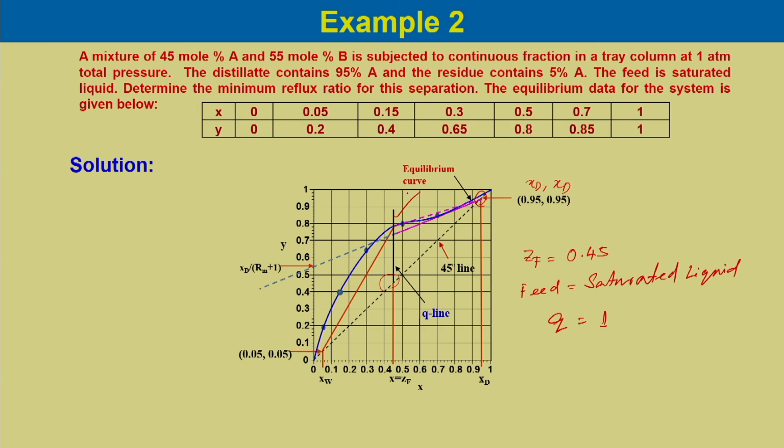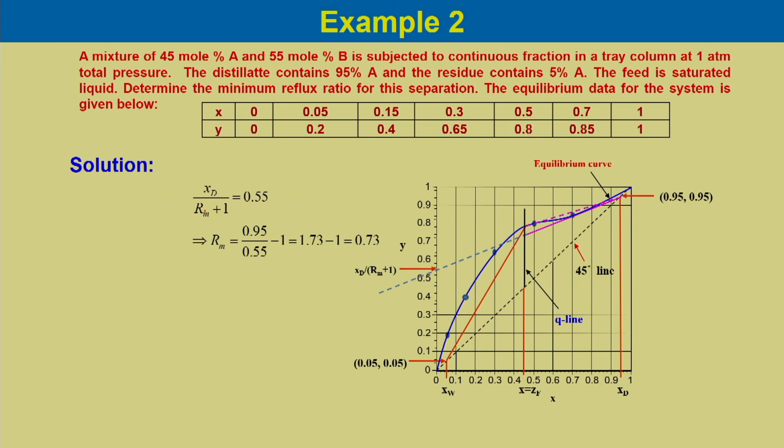So, this is the Q line, and then you can draw the tangent to the equilibrium curve graphically, which intersects at this point on the y axis, which is xd by Rm plus 1, and from this you can calculate xd by Rm plus 1 is 0.55. So, once you calculate xd by Rm plus 1 as 0.55, Rm can be calculated, which is 1.73 minus 1, which is 0.73. So, the minimum reflux ratio in this case is 0.73.